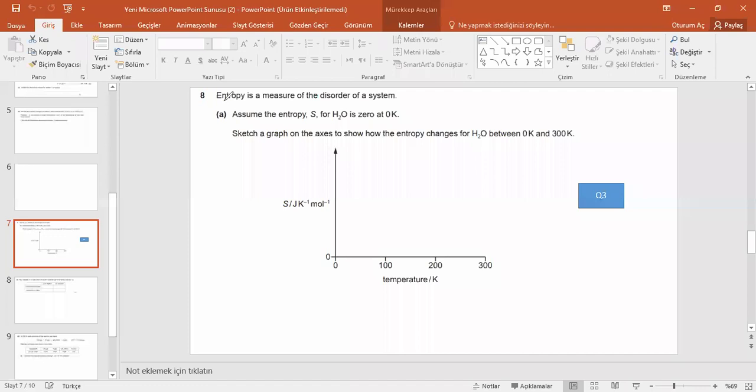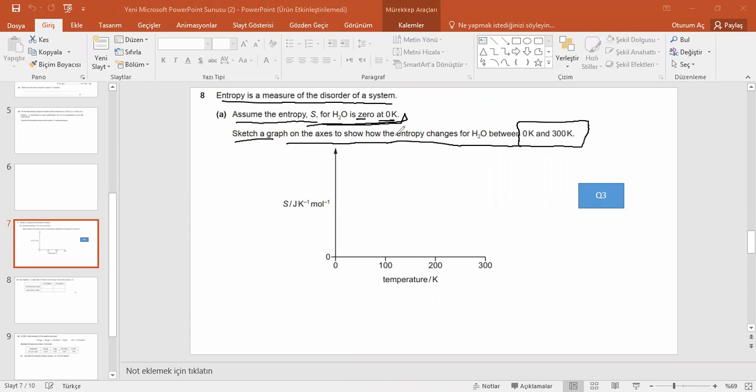Entropy is a measure of the disorder of a system. We know this. Assume the entropy S for H2O is 0 at 0 K. Sketch a graph on the axis to show the entropy change for water between 0 K and 300 K.